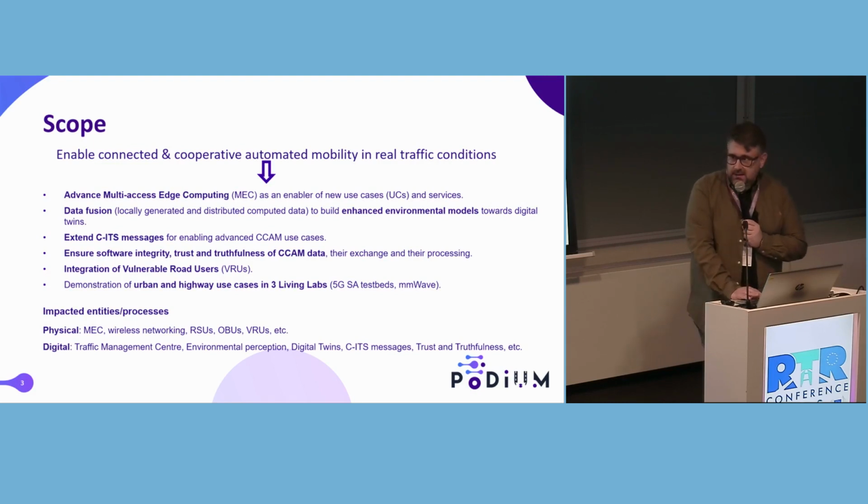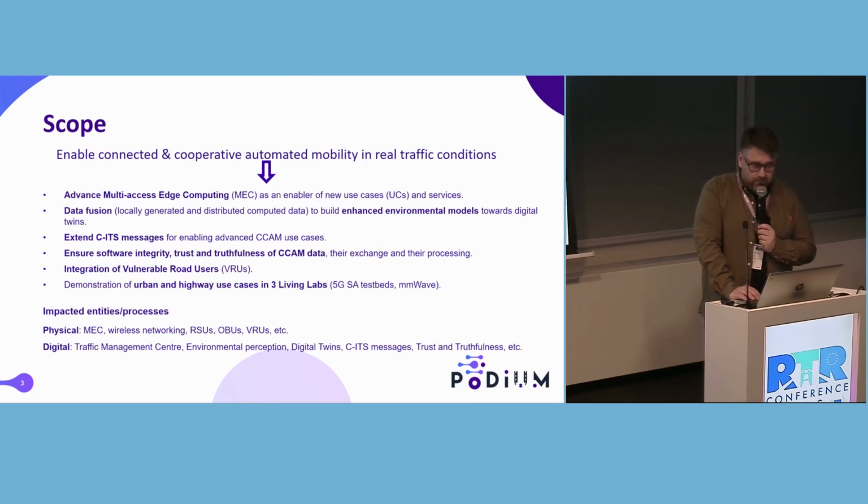In order to do that, as I said, we have demonstrated urban and highway use cases in the 3 living labs, and 2 of them are dual. So the impacted entities and processes, in order to cover all the physical and digital infrastructure, on the physical part are the multi-access edge computing, wireless networking, different technologies of wireless networking, roadside units, onboard units, VRUs, and pretty much everything that lies on the road.